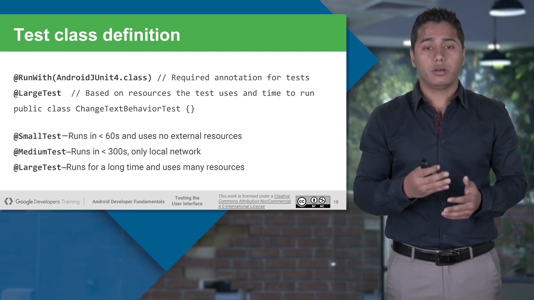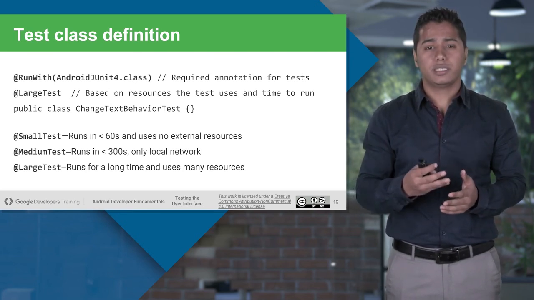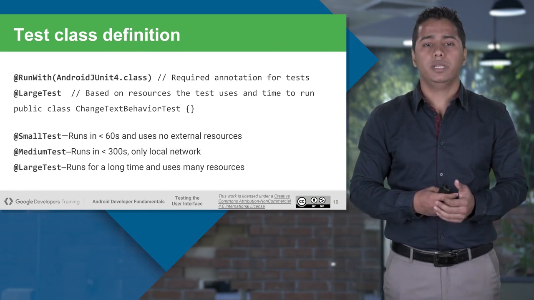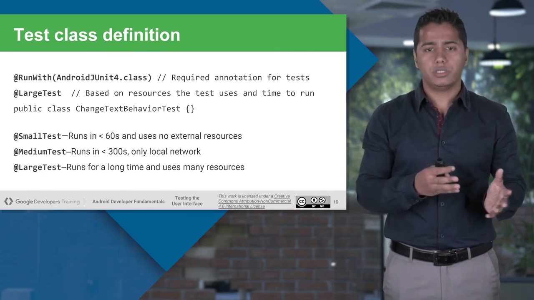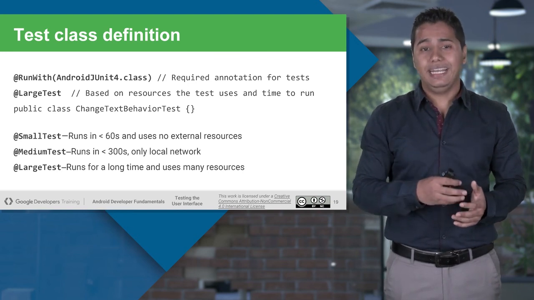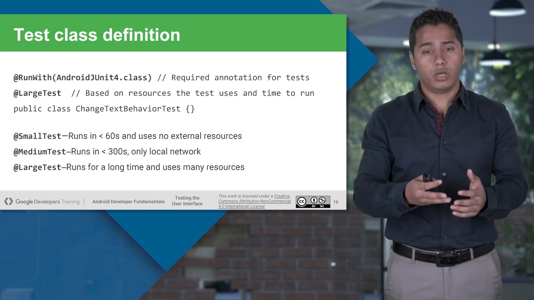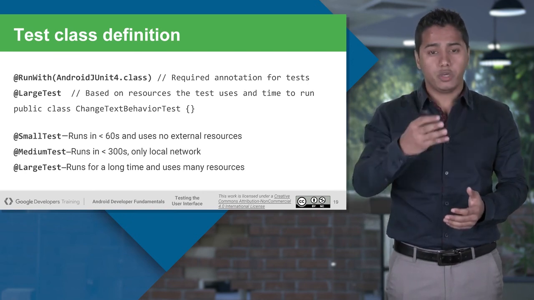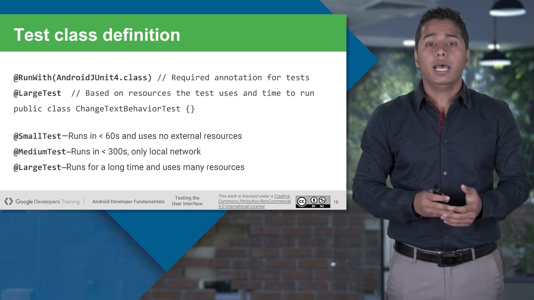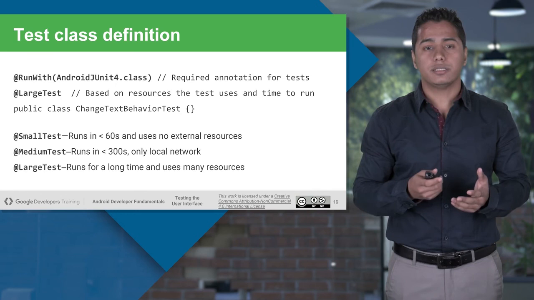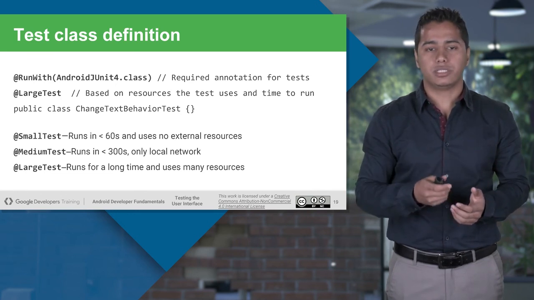But if you do think, okay, it's going to take more than 60 seconds, but not more than 300 seconds, you can put that in medium test, and only local network operations can be performed here. But if you think your testing can take a longer time, let's say you are accessing data from your database, or you are performing a long running operation over the network or internet, at that point of time, you might want to put your UI testing classes inside the @LargeTest annotation.